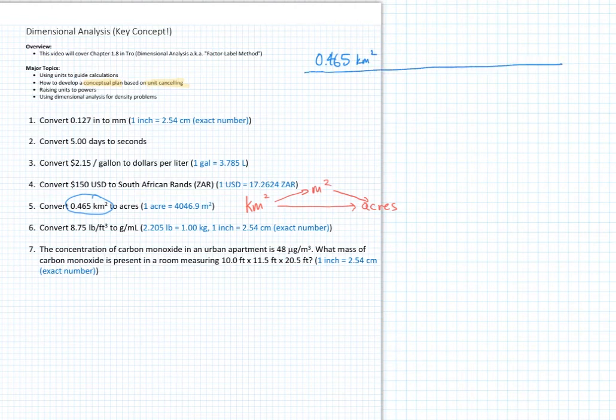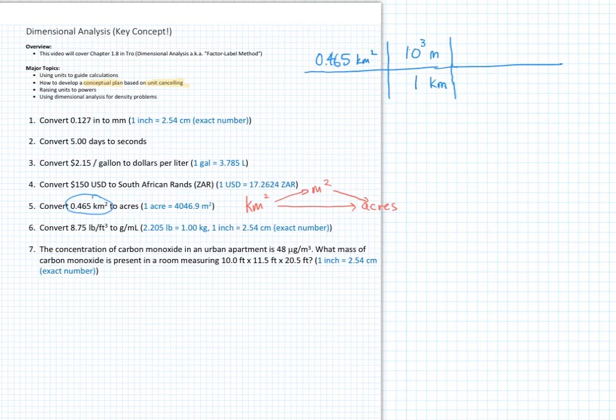Draw my railroad tracks. And I'm going to need kilometers squared on the bottom in order to cancel off kilometers squared. But I don't know what the kilometers squared to meters conversion is. I know what the kilometer to meter conversion is. So I'm going to erase this square mark here and redraw the lines I've just erased. So I know kilometers to meters, and I know that there are 1,000 meters in every kilometer. So remember, that factor gets applied to the base unit, 1,000 meters for every 1 kilometer.